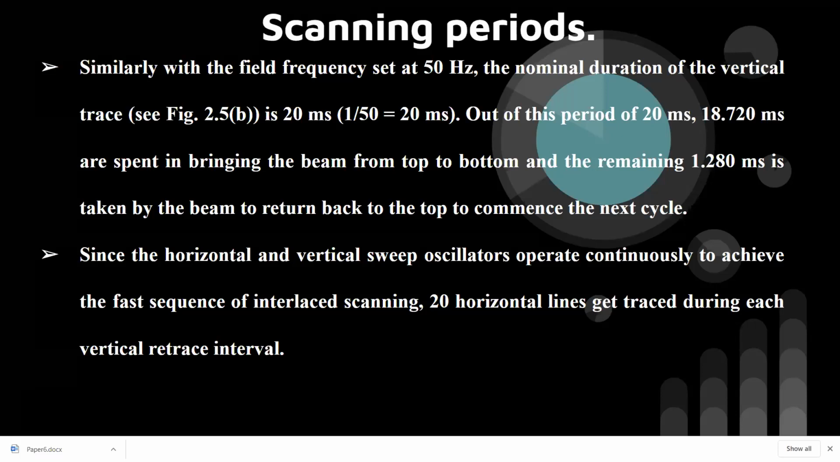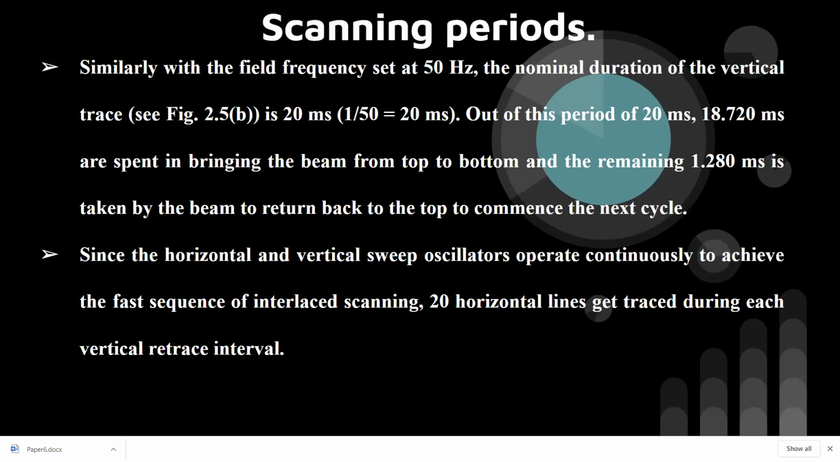Out of this period of 20 milliseconds, 18.720 is spent in bringing the beam from top to bottom, and 1.280 is taken by the beam to return back to the top to commence the next cycle. Clear? So this is the way to estimate the scanning period for our interlaced scan.